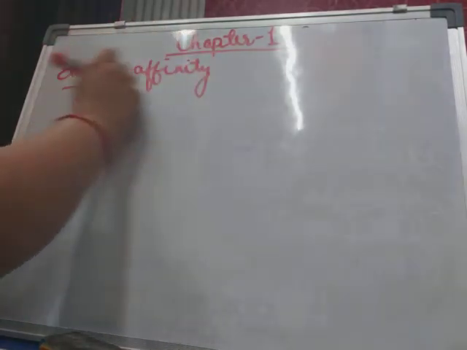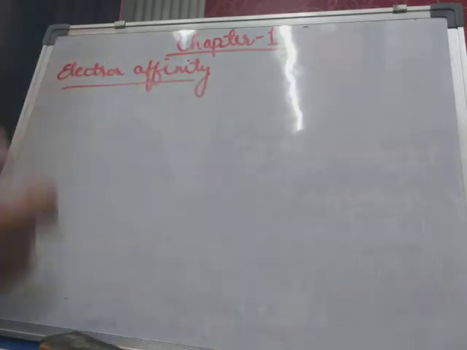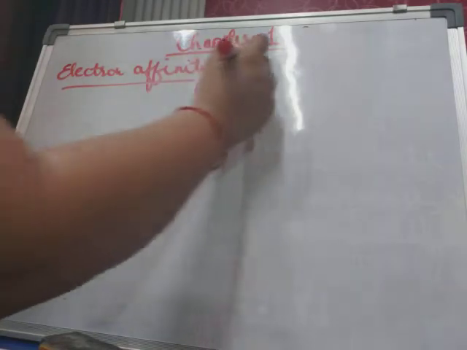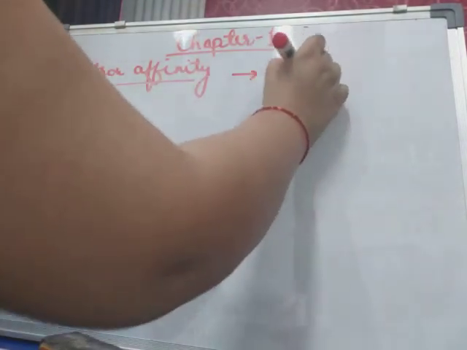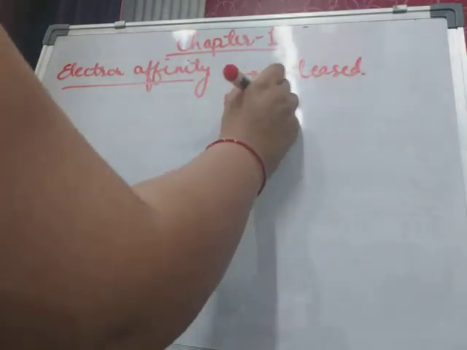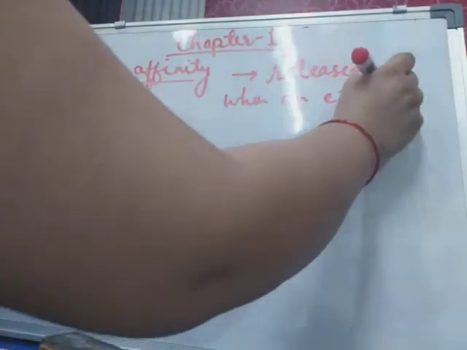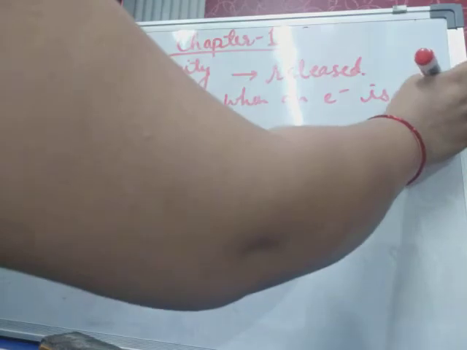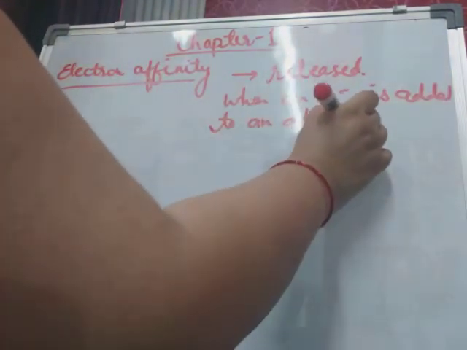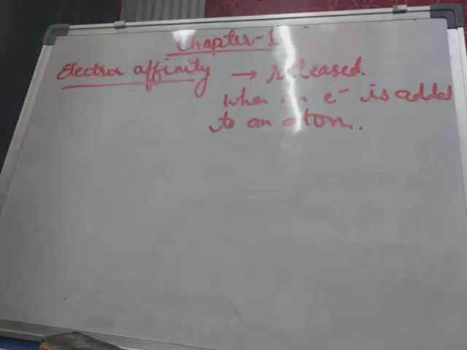Electron affinity. See, ionization potential was the amount of energy required to remove an electron, and electron affinity is opposite to that. It is the amount of energy released when an electron is added to an atom.